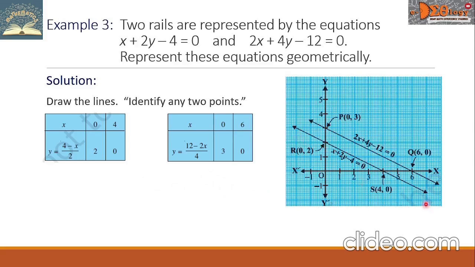Here are now the 2 lines. This is the first line, the x plus 2y minus 4 equals 0. This is the second line, 2x plus 4y minus 12 equals 0. We can see that the 2 lines are parallel.